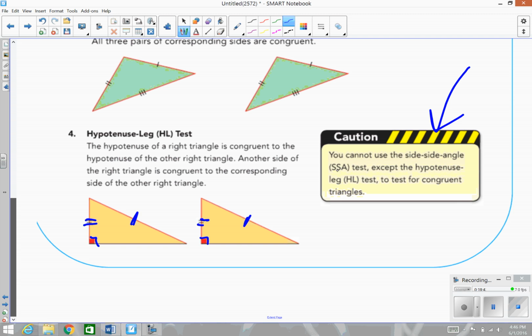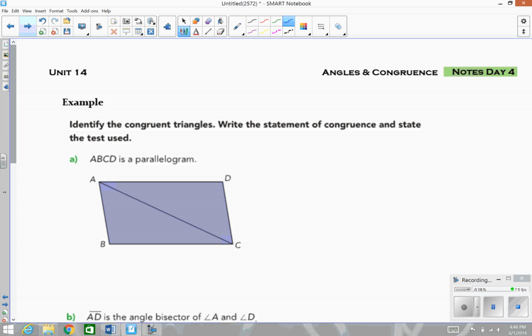I like to remember it because backwards it spells a bad word. We don't like bad words, we can't use that. This is going to be funky. Give it a try, and then we'll go over it when I see you on Monday. So flip the page and let's look at a few of these.